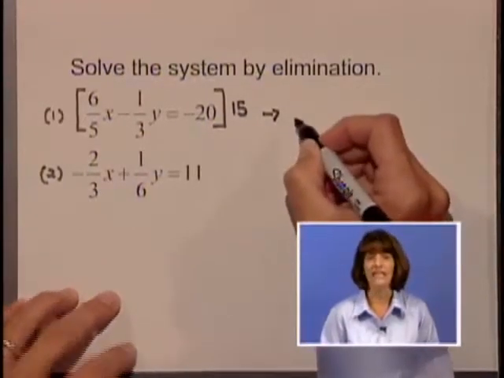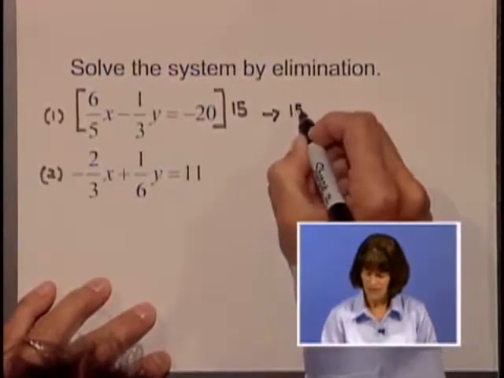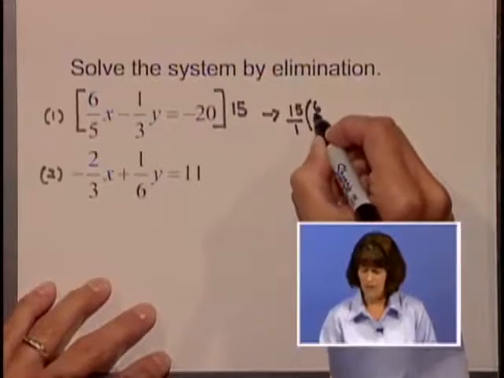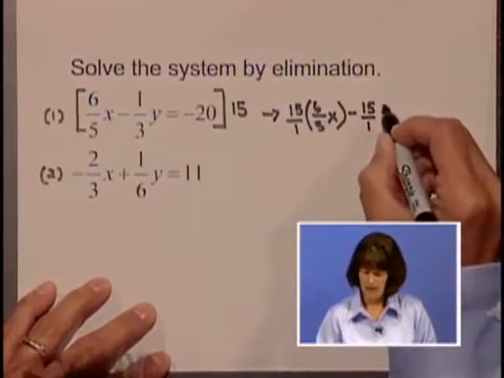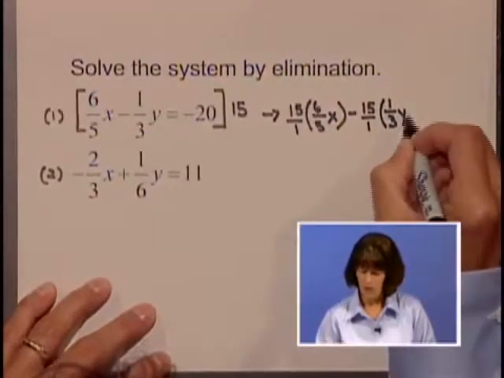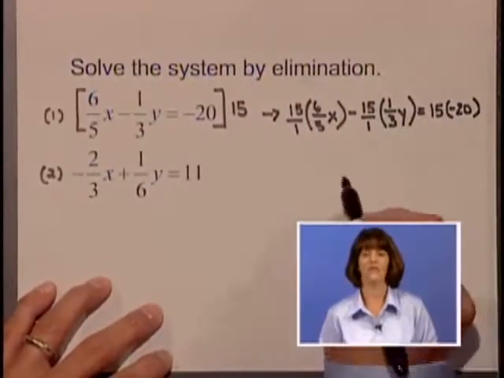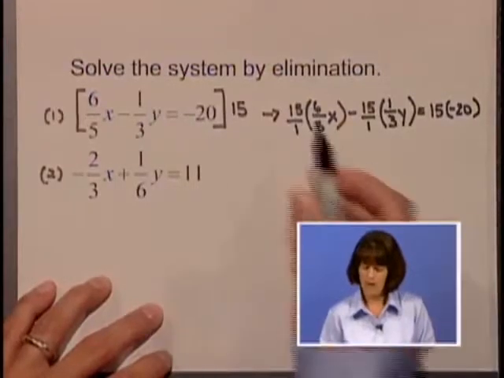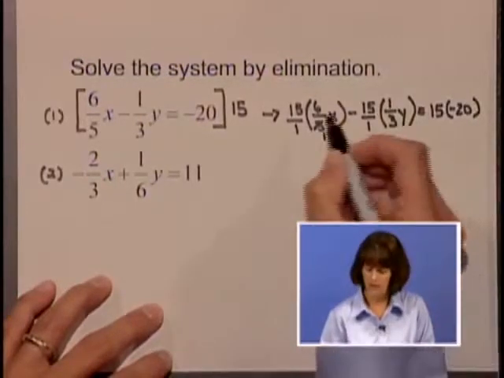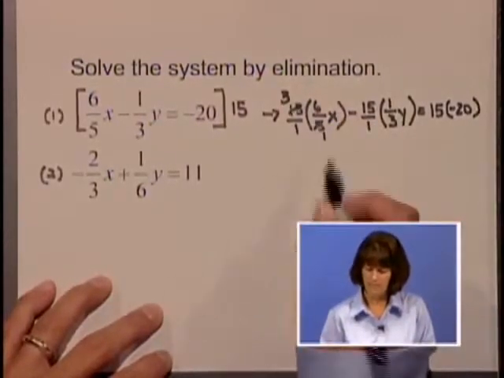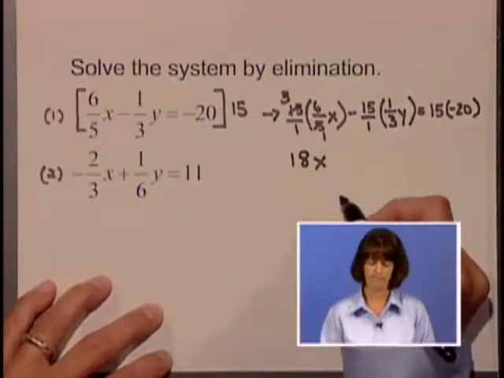To do that, we take 15 times each term on both sides of the equation. So we'll take 15 times 6/5 x. We'll take 15 times 1/3 y. And don't forget 15 times -20 as well. Multiplying straight across and canceling common factors, 5 goes into itself once, into 15 3 times. Multiplying straight across on top and bottom, that's an 18x.